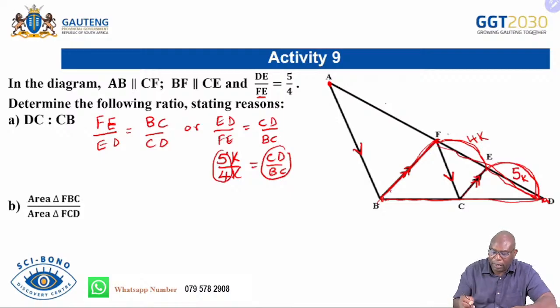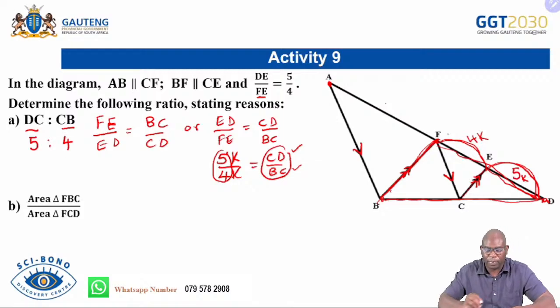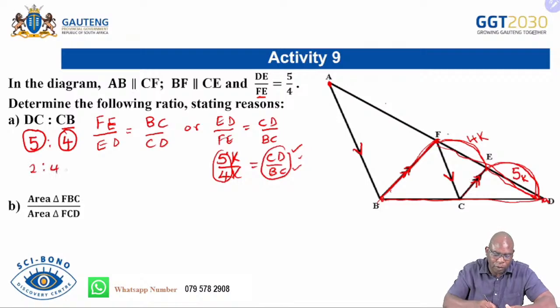Now remember, I can write this one as a ratio. So I can say DC is to BC. So what will be my answer there? It will be 5 is to 4. So I can either write it like this, or I can leave it like that. It will be the same. Remember, if I've got 2 is to 4, I write it as 2 over 4.